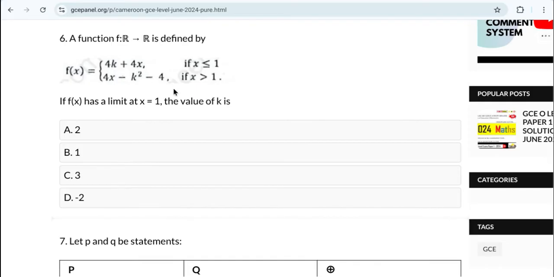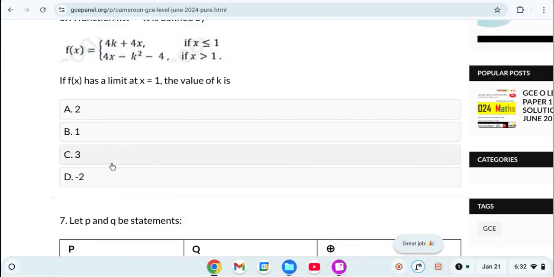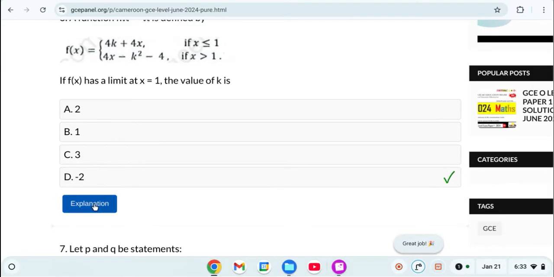If it is continuous at the point x equals 1, it means that for the first part when x equals 1 and for the second part when x equals 1, when we equate the two values, we're going to have the value of k. So the first gives 4k plus 4 equal to 4 minus k squared minus 4. That gives us 4k plus 4 equal to negative k squared, and we can solve that quadratic. Our key is negative 2.